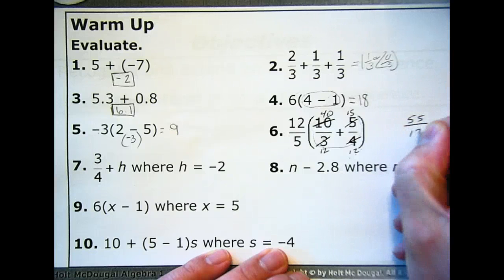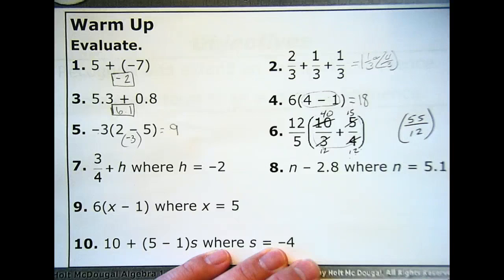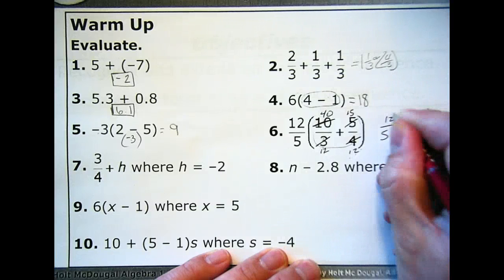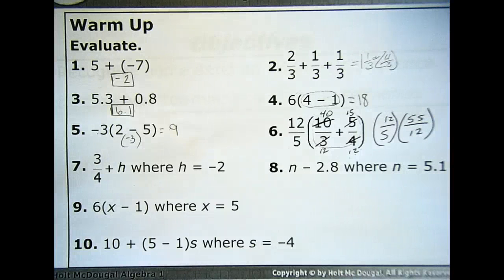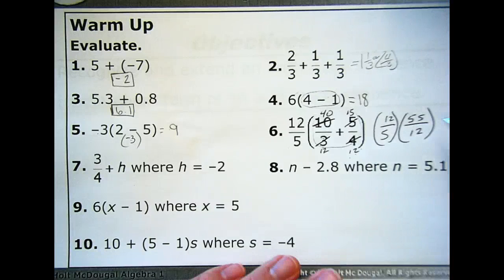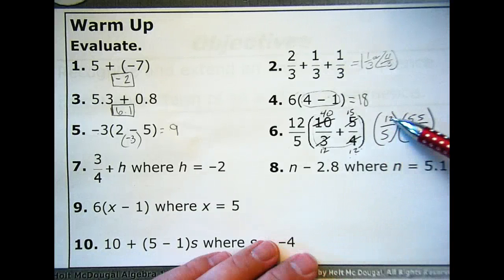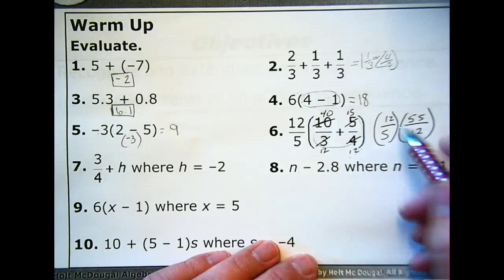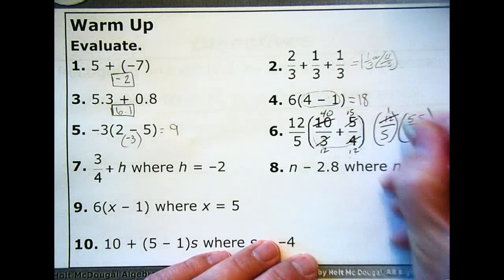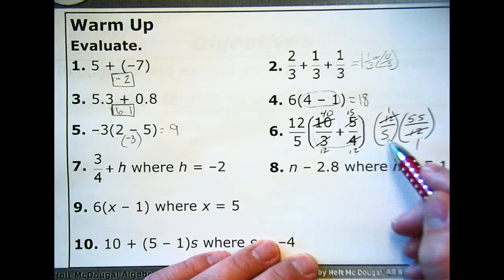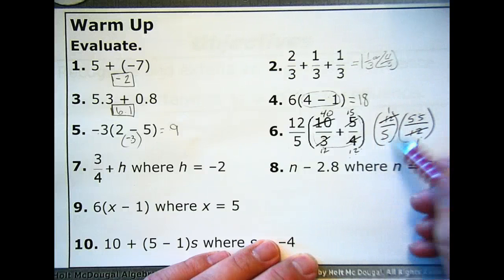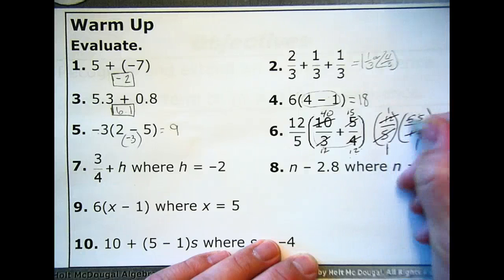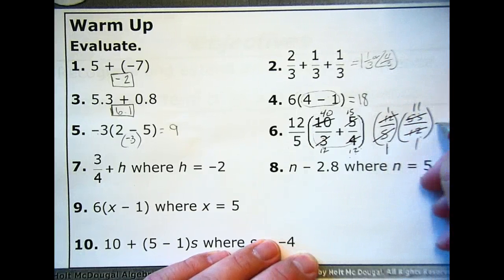55 12ths times 12 fifths. Now, how many can cross cancel? How many know how to reduce? Right, you look at the top number, you say, what goes into both this 12 and 5? Nothing does. But does something go into 12 and 12? Yeah, 12 does. Any top with any bottom. So 12 goes into 12 once and once. Does anything go into 5 and 55? 5. Five goes into 5 once, and 55, 11. The answer is 11.